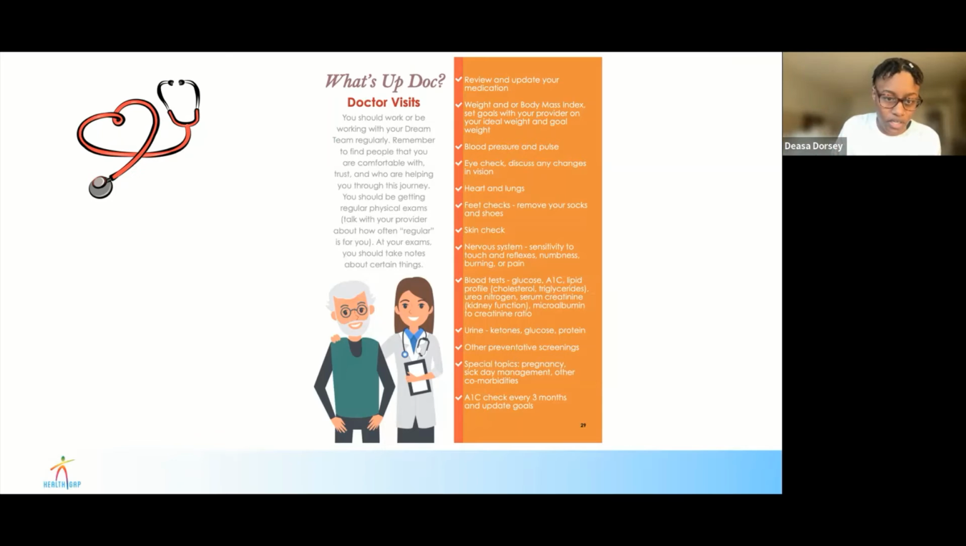They'll want to do blood tests, your glucose or sugar, and your A1C, which is something they'll want to do every 3 months. I encourage you to get that updated and checked so you can see how your blood sugars are doing. They'll want to check your lipids or your cholesterol, and different things like that. For your urine, they might want to check ketones to see if you're having sugar in your urine, which means your blood sugar is too high. There are other preventative screenings too.